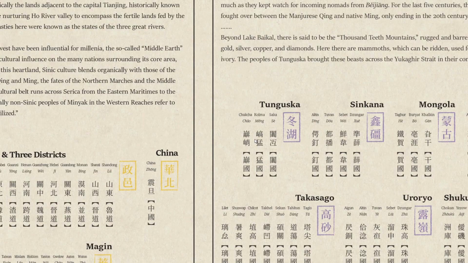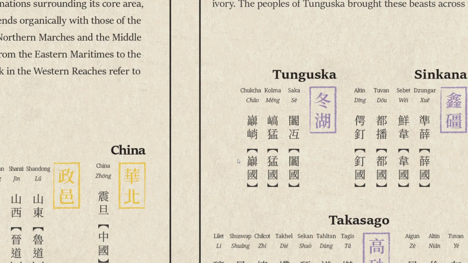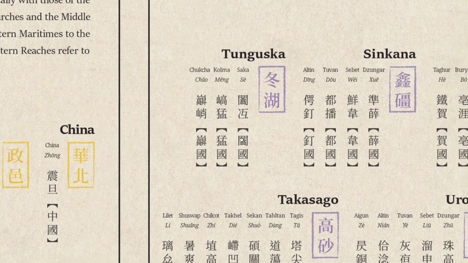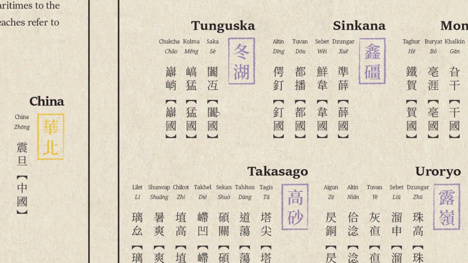Okay, so just one last thing. For Chukcha, would you say Chaoguo? Chaoguo. Okay, so you can read it, at least the country name. Yeah, you can read the country name. It's cool because you put the pinyin in. Yeah, I wanted to do the pinyin for the land too, the double characters.